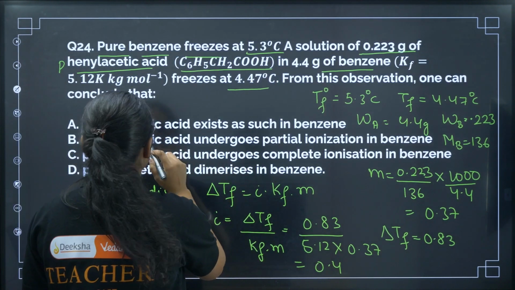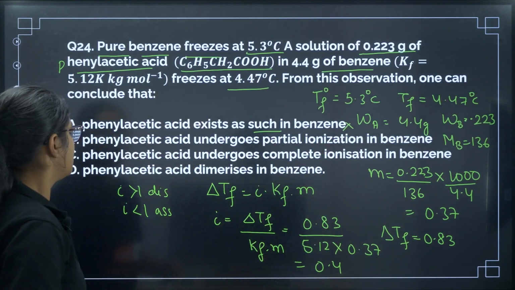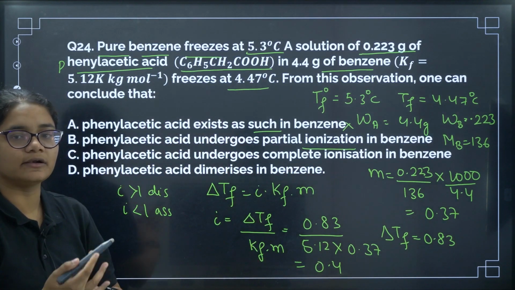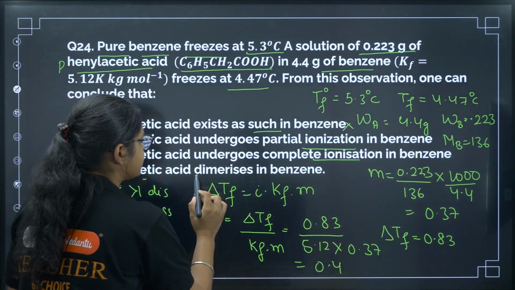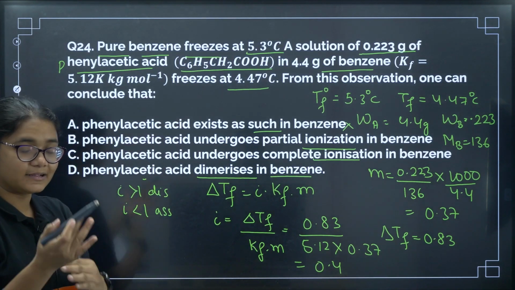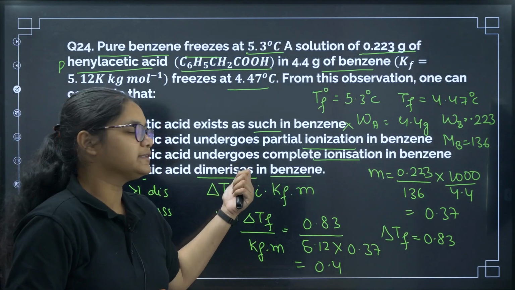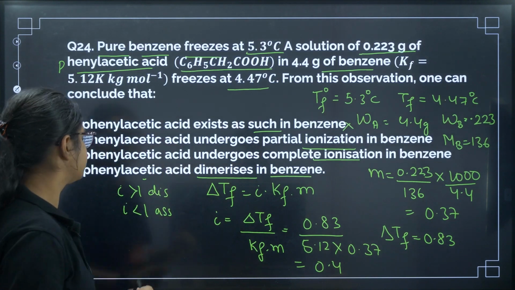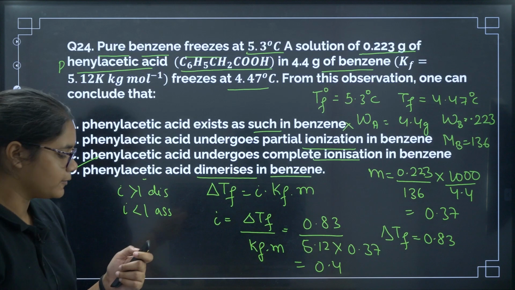Now first, phenyl acetic acid exists as such in benzene, it will not be so, otherwise the i value would have come to 1. Next, phenyl acetic acid undergoes partial ionization. There will be no ionization or dissociation, rather it will be association. So complete ionization is also incorrect. Phenyl acetic acid undergoes dimerization in benzene. So this option shows association. Now if you solve for alpha using i minus 1, you may get that it is undergoing dimerization. But from the options, you can clearly say that association has to happen. And in option D only association is given. So the correct answer for this question will be option number D.